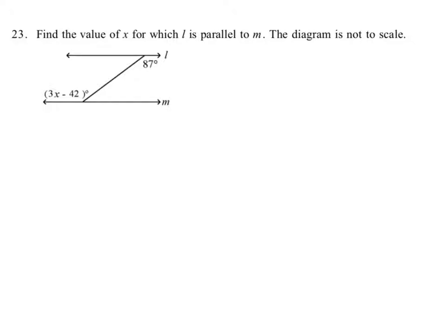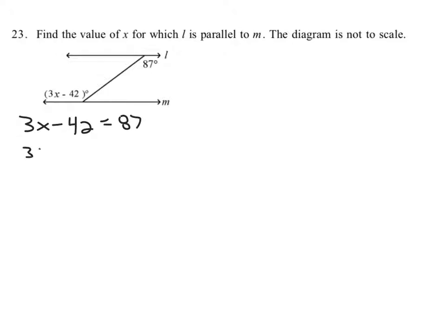Find the value of x for which L is parallel to M. Well, if L is parallel to M, then that would make these alternate interior angles. Interior, meaning in the interior of the two parallel lines, and on alternate sides of the transversal. And what do we know about alternate interior angles? They are congruent when the lines are parallel. So we can say that makes 3x minus 42 equal to 87.